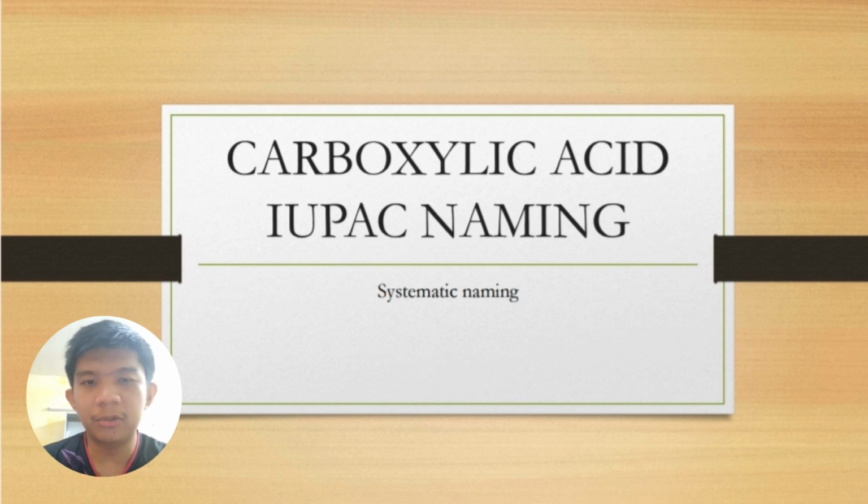Okay, now we are going to the IUPAC naming of carboxylic acid, the systematic naming. What is IUPAC? IUPAC stands for International Union of Pure and Applied Chemistry.